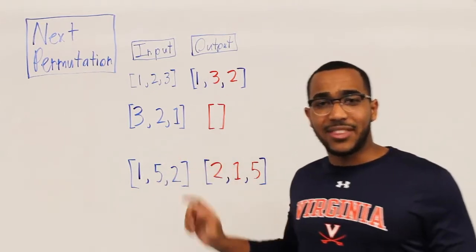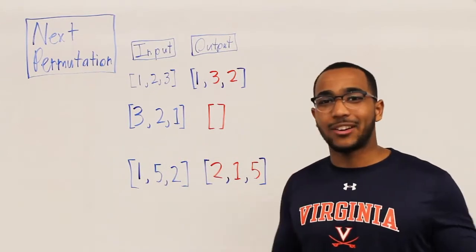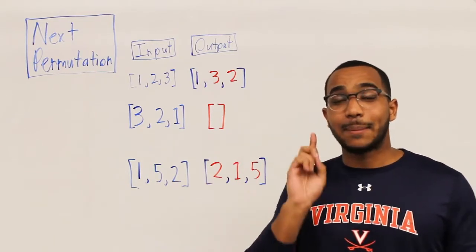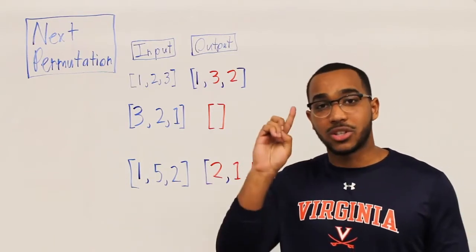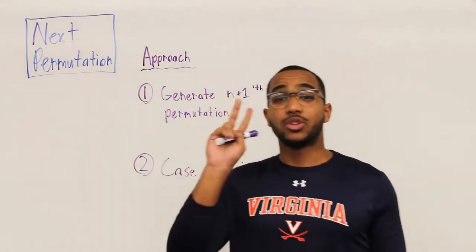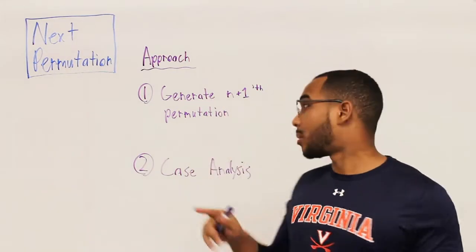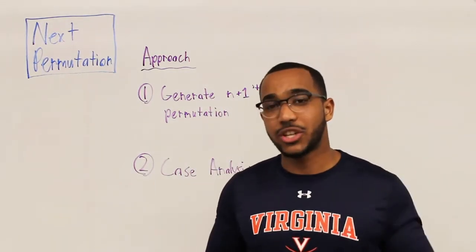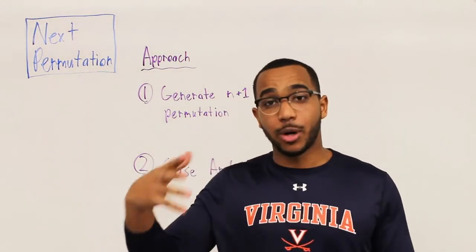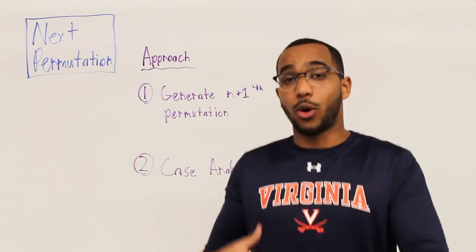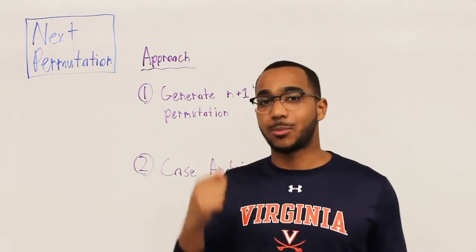When you're looking at these, you might not see a pattern, and I myself do not see a pattern, until we understand how permutations are built. So we have two choices for this problem. We can generate every single permutation until we hit the permutation we are given, and then we go one step forward. That will give us the next permutation.